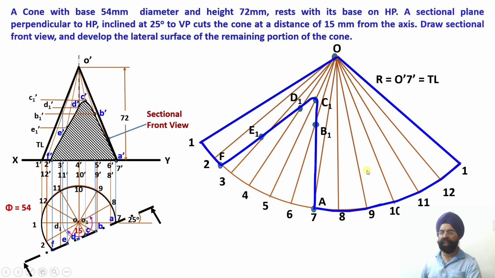Once I join the remainder portion, I am able to obtain the true development of this particular cone as it is appearing to me, right? So this way, by using the principles of the projections of the solid, the section of the solid and the development, I am able to work out the section front view, the section top view, and I am also able to work out the development of the lateral surface of this particular truncated solid over there, right?